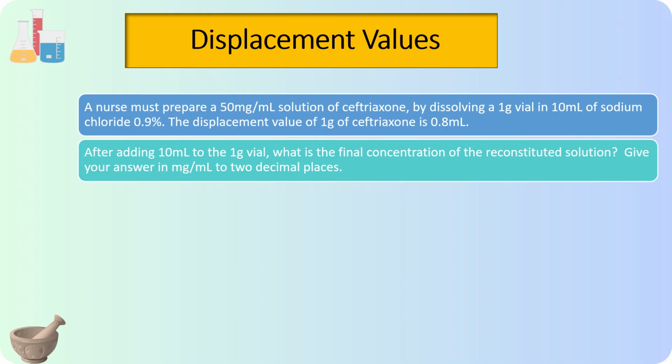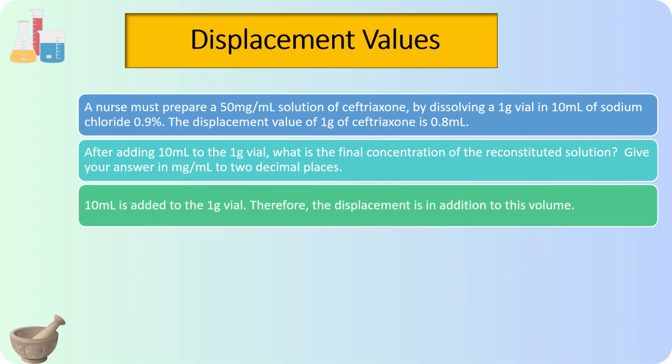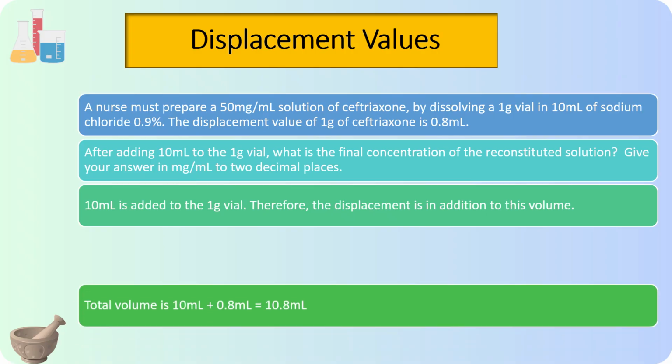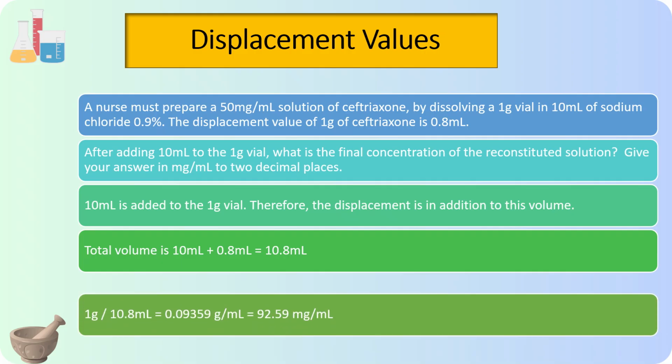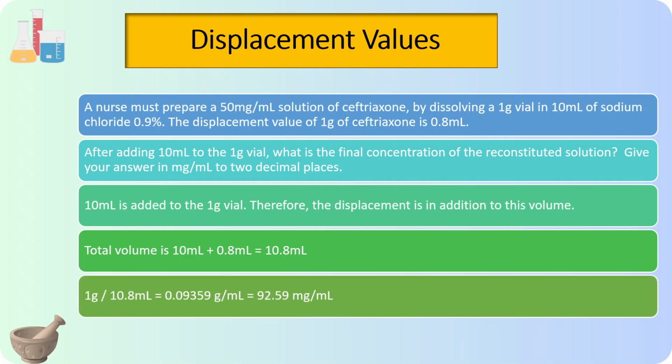So in this case, we will use the displacement value, which is 0.8, to consider in the total volume, and this time it will be added to the 10 ml, and we will get the concentration by dividing by the total volume, which is 10.8. So 10 ml added to 1 gram, and the displacement value is added to this volume, so the total volume will equal 10 ml plus 0.8, which is 10.8 ml. So now the 1 gram will be dissolved in 10.8 ml, not the 10 ml which was added.